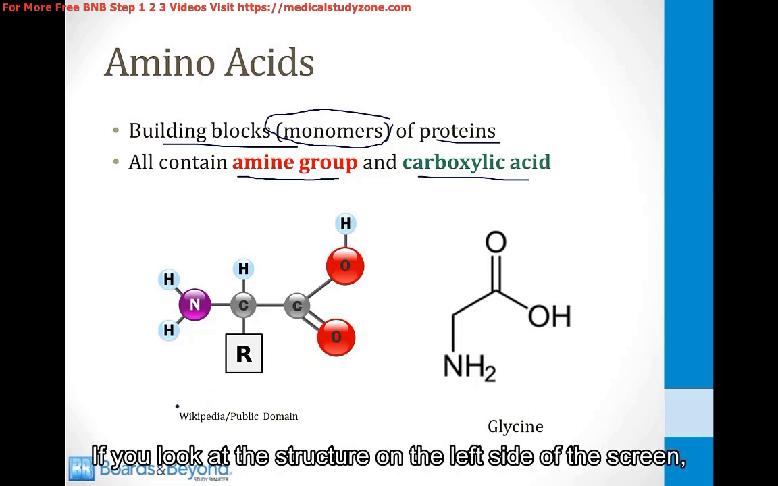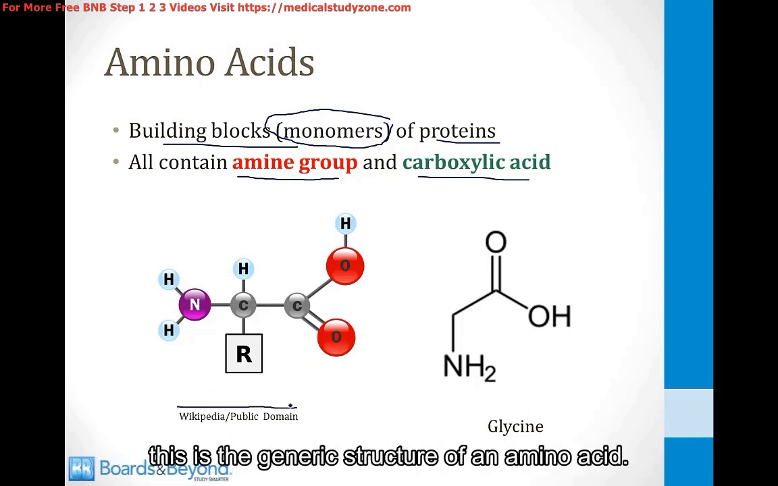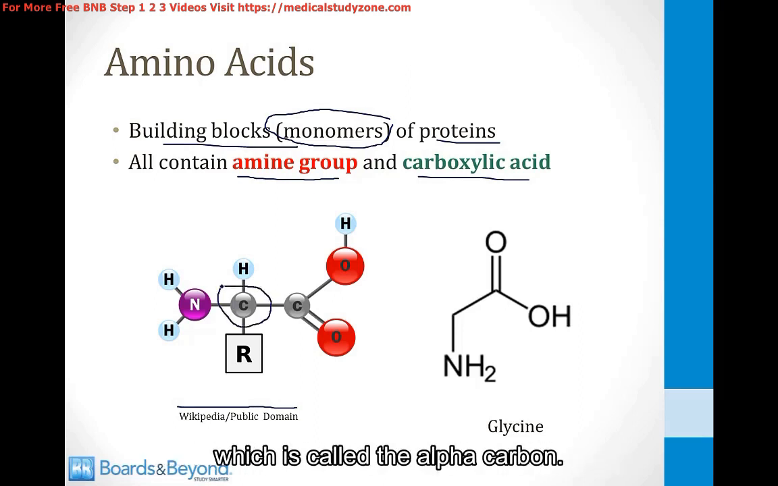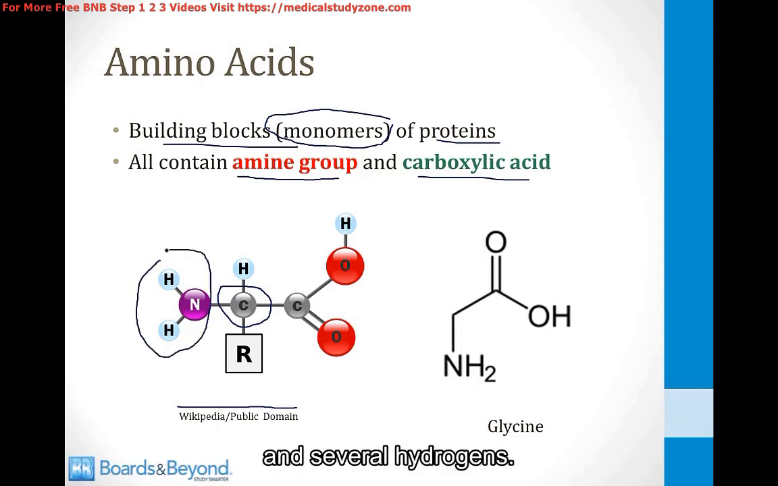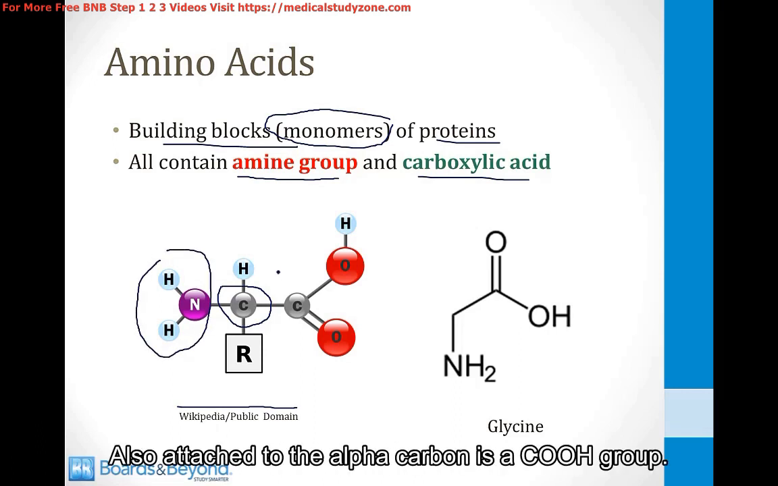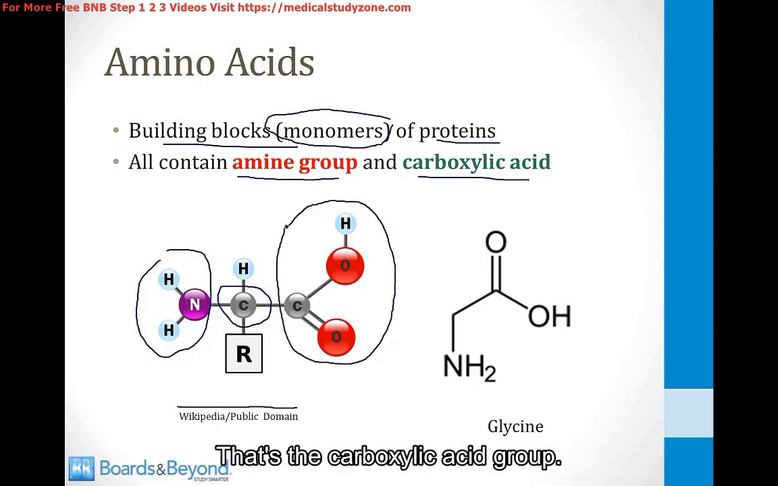If you look at the structure on the left side of the screen, this is the generic structure of an amino acid. So there is a carbon in the middle, which is called the alpha carbon. Attached to the alpha carbon is a nitrogen group and several hydrogens. That's the amine group. Also attached to the alpha carbon is a COOH group. That's the carboxylic acid group.